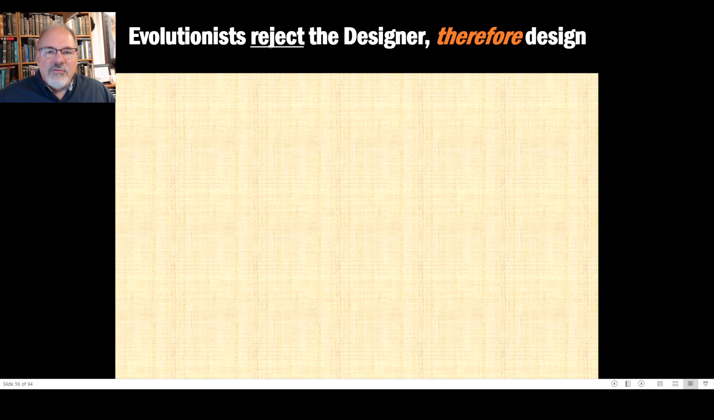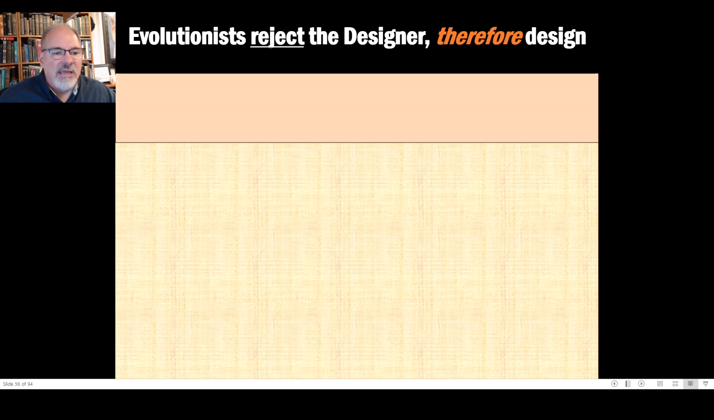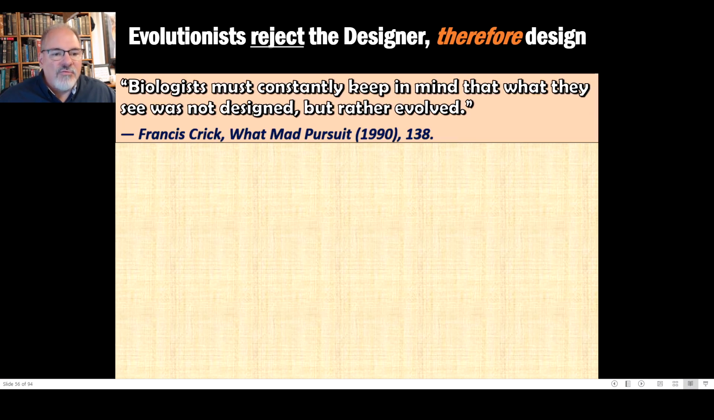Now, evolutionists reject the designer and therefore design. So we have Francis Crick, right? He was co-discoverer of DNA. He said, biologists must constantly keep in mind that what they see was not designed, but rather evolved. Well, why is that? Why do I have to keep that in mind? Why do I have to deny my senses, my logic, my understanding of reality, and then just think the way Francis Crick thinks? What would be the evidential basis for that?